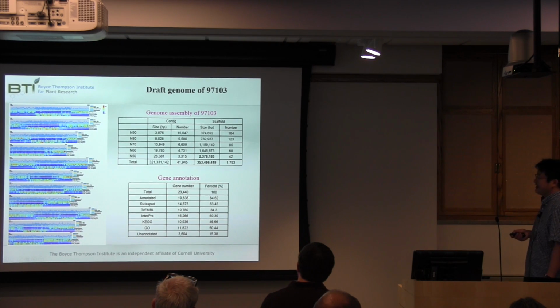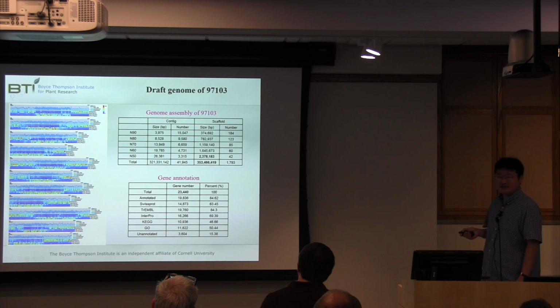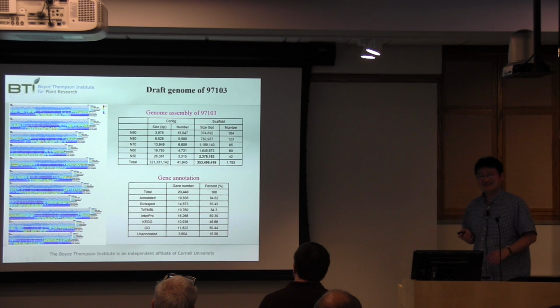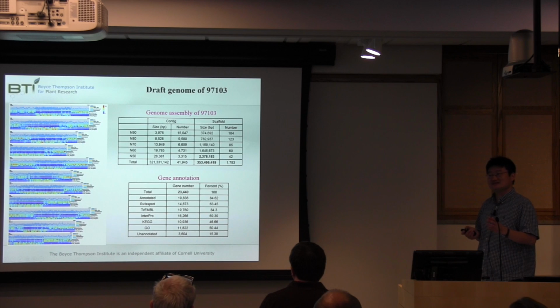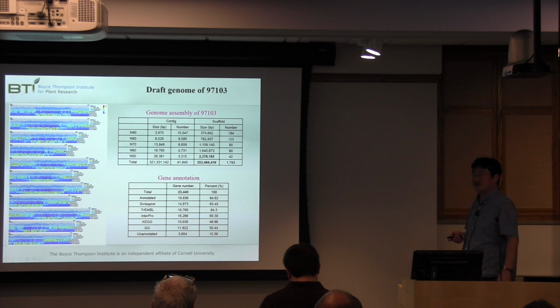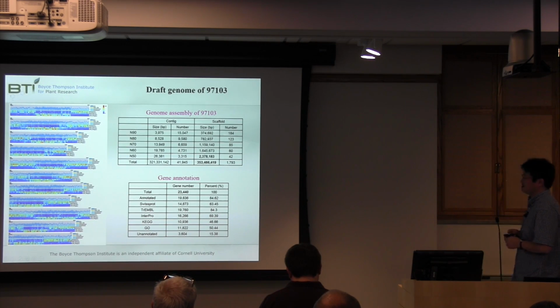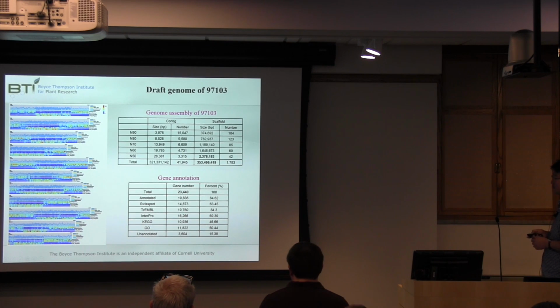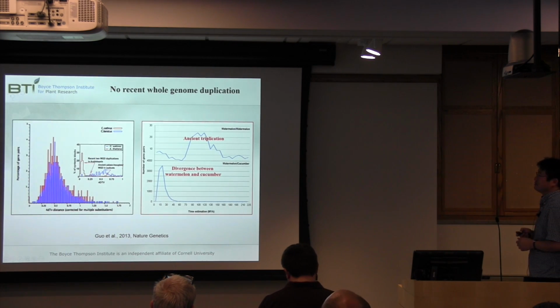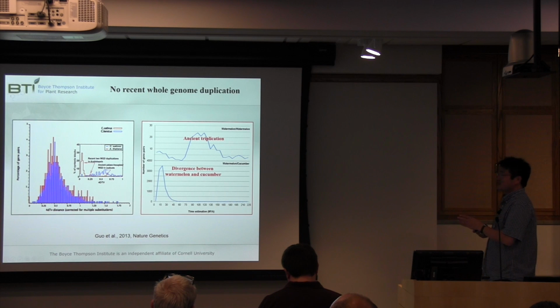And we did a genome annotation. We identified about 23,000 genes. It's less than most of the crops. Tomato had 35,000. Even Arabidopsis had 27,000 genes. So the reason we have many fewer genes, this could be one reason.